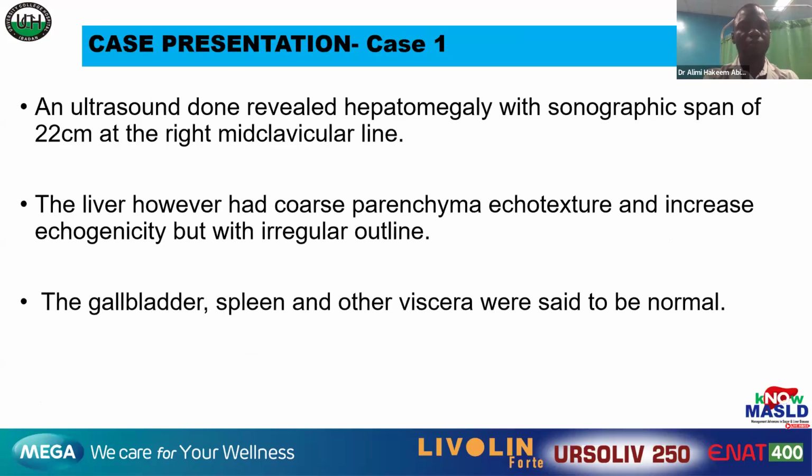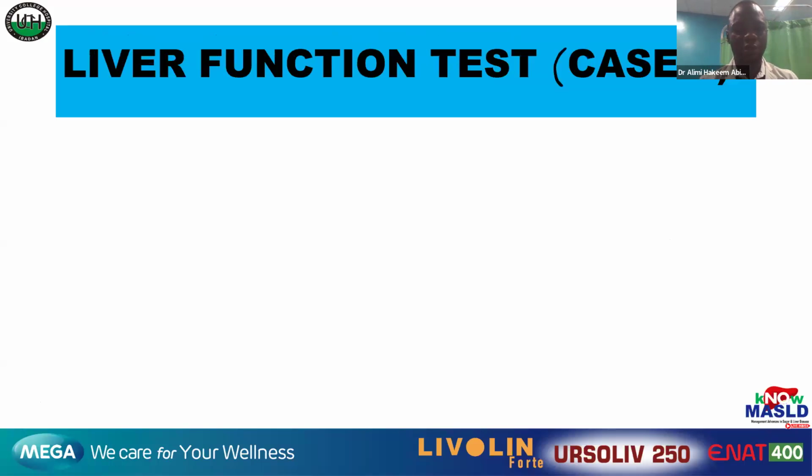Next slide. So he had an ultrasound scan done that revealed hepatomegaly with sonographic span of 22 cm at the right mid-clavicular line. The liver, however, had poor parenchymal echotexture, increased echogenicity, but with irregular outline. And the gallbladder and the spleen and other viscera were said to be normal.